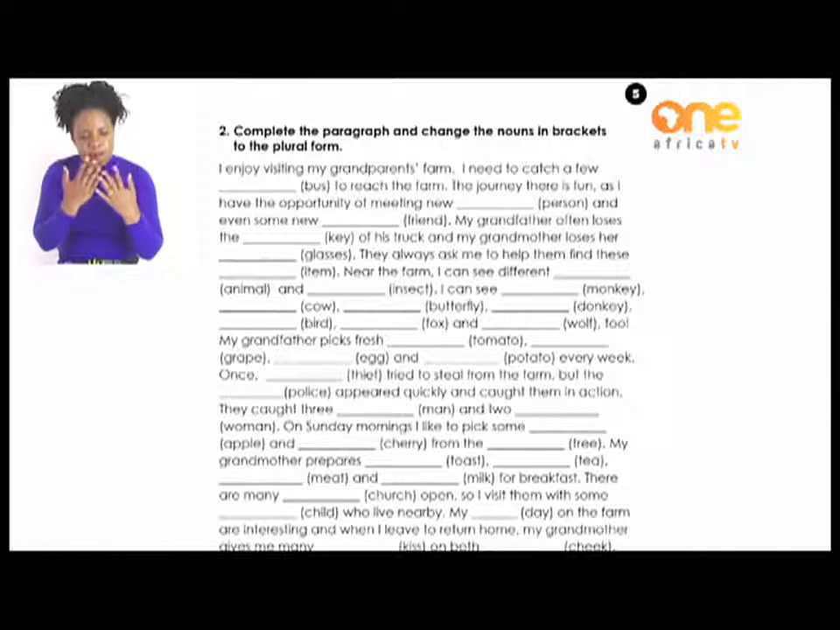Complete the paragraph and change the nouns in brackets to the plural form. I enjoy visiting my grandparents' farm. I need to catch a few buses. The singular noun there is bus. To reach the farm, the journey there is fun, as I have the opportunity of meeting new people and even some new friends. So you may complete the rest of the paragraph on your own. Remember, all the nouns are in the singular form. You must change them to the plural form.